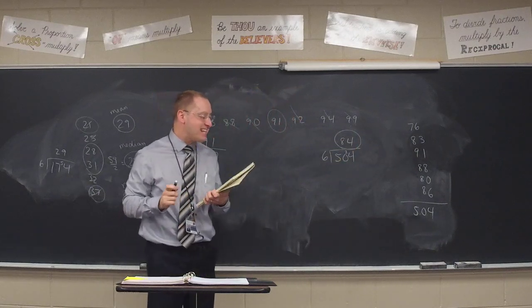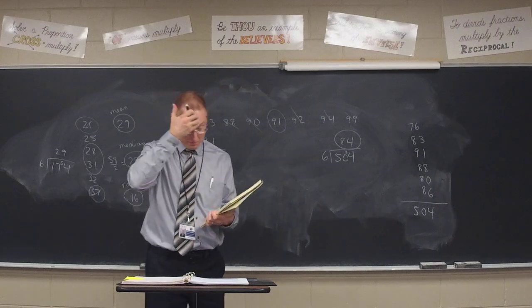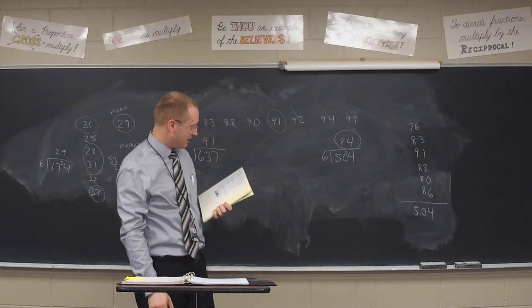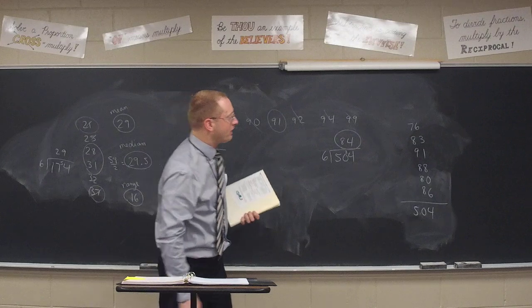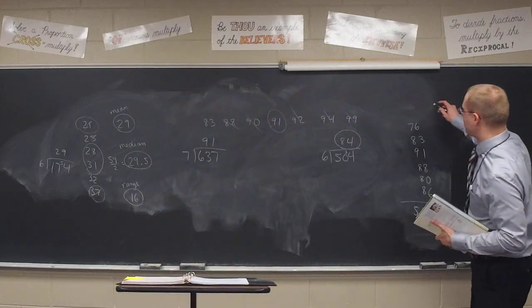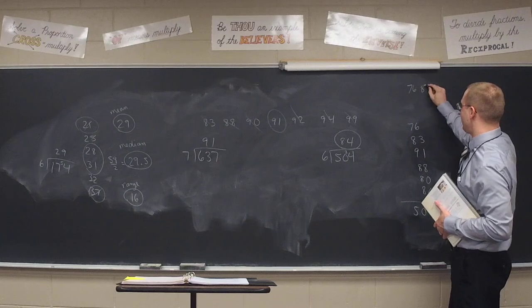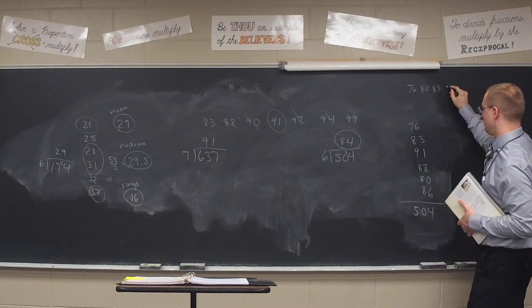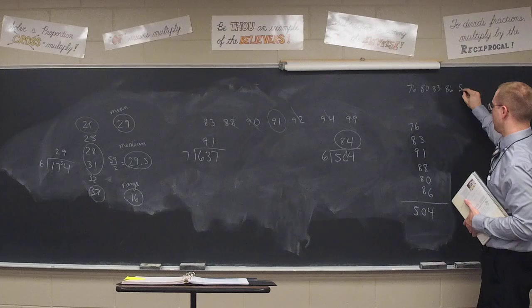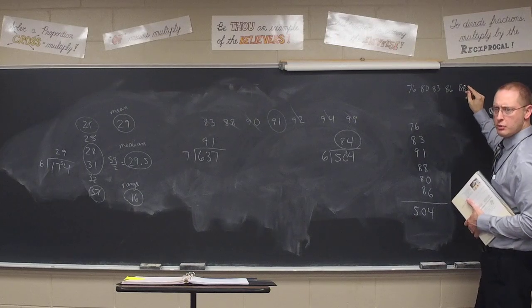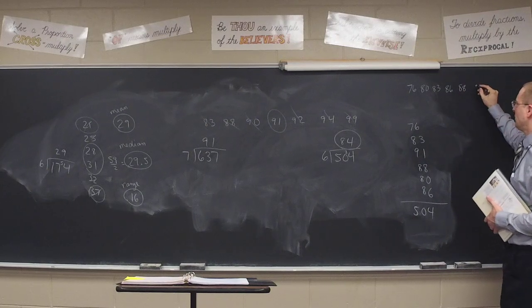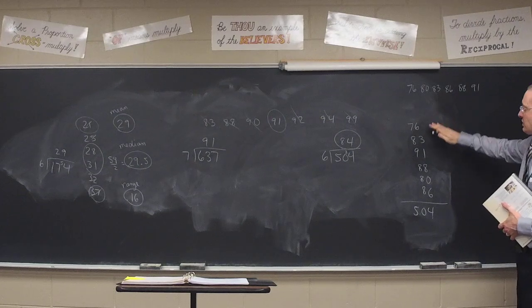Then for the median, Michael. 84. Well, let's put them in order, Michael. My smallest number is 76, then 80, then 83, then 86, then 88. No, sir. Then 91. 91, okay?